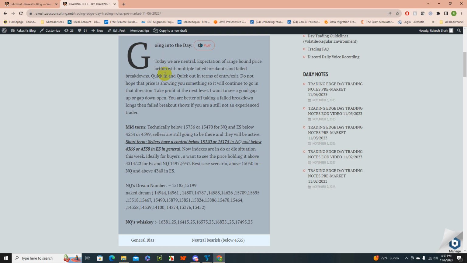Quick in and quick out in terms of entry and exit. Do not hope that because price is showing you something it will continue to go in that direction. That means fail breakout, fail breakdown. Take profit at the next level. I want to see a good gap up or gap down open. You are better off taking a fail breakdown long than a fail breakout short if you are still not an experienced trader. See, dream numbers 185, 199.